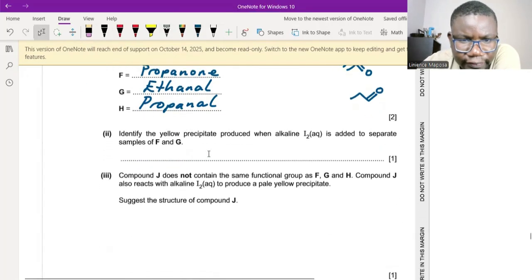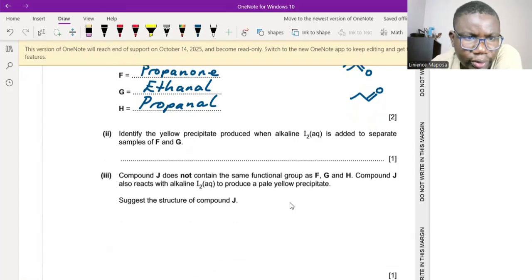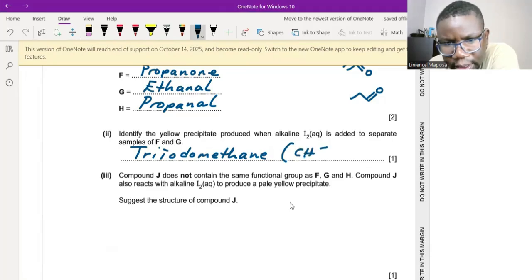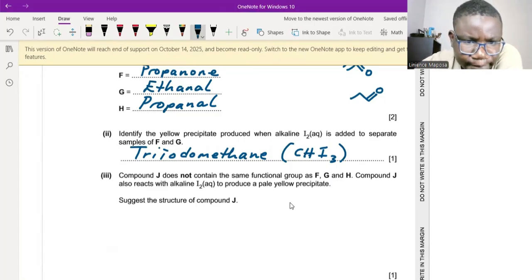And then it says, identify the yellow precipitate produced when this is added. That is triiodomethane. We know that because it's called the triiodomethane reaction. If you can't spell this, just say CHI3 because it's triiodomethane.